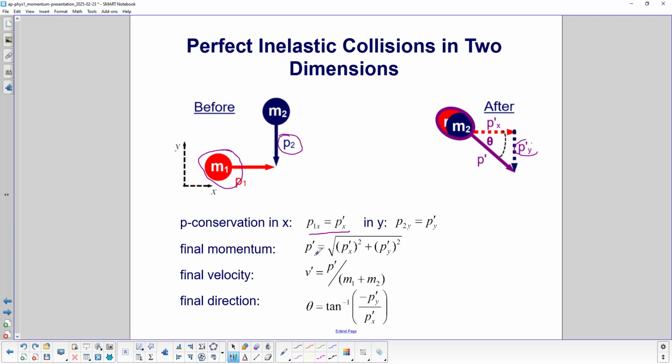Then our final momentum P' is the square root of P'x quantity squared plus P'y quantity squared. Then your final velocity V' is just your final momentum P' over M1 plus M2 because they stick together. And theta will be tan inverse of minus P'y over P'x.